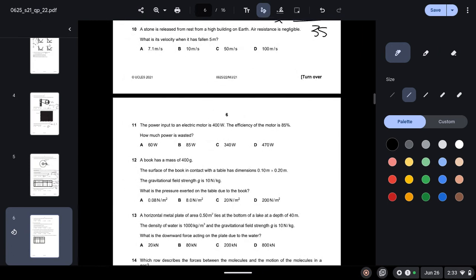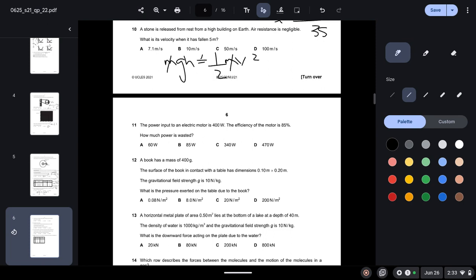A stone is released from rest from a high building on earth. Air resistance is negligible. What is its velocity when it has fallen 5 meters? So we know that when an object falls from a certain height, the change in energy is from gravitational to kinetic. So gravitational energy becomes kinetic energy. So you need to calculate the speed.